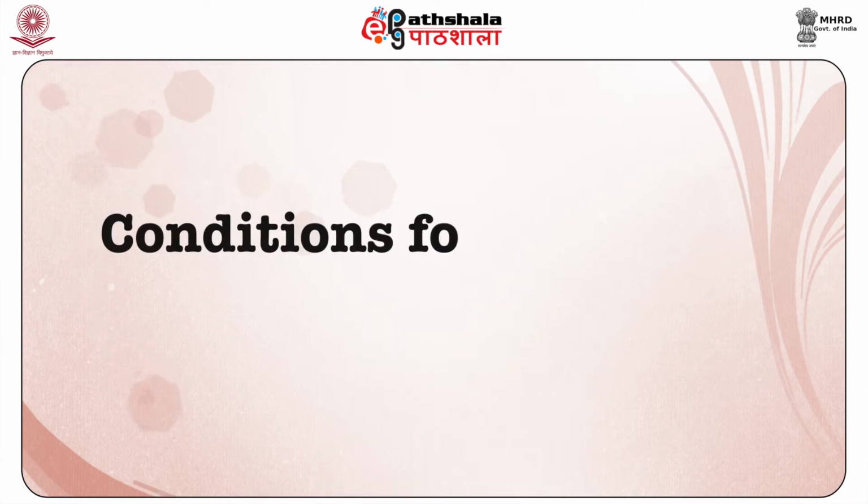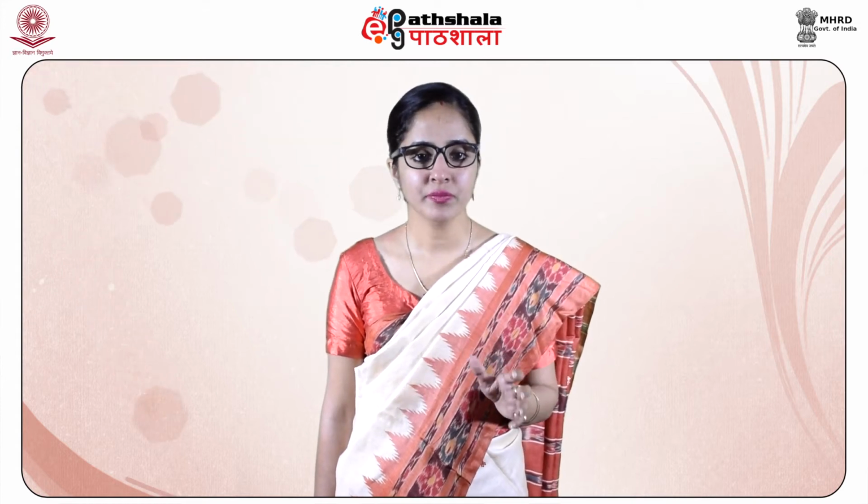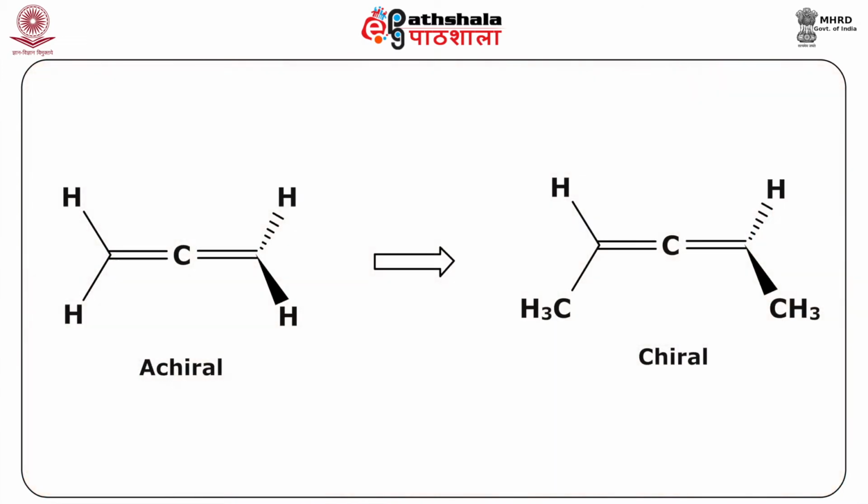So what are the conditions for chirality in allenes? Allenes, also called 1,2-propadiene, have a point group of D2d as explained. It itself is achiral because it has 2 planes of symmetry. It could be chiral if the plane of symmetry is eliminated by the substitution of the terminal carbon atoms by different groups. That is, if hydrogen is replaced by a methyl group, as shown here in the figure.